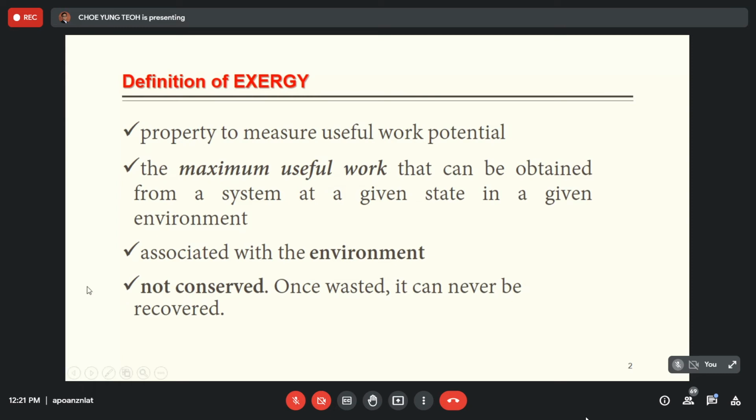So this is the definition of Exergy. Energy is conserved because energy just changes from one form into another form. But Exergy, once you change from this form to another form, it may no longer be useful. That's why we say Exergy is not conserved.